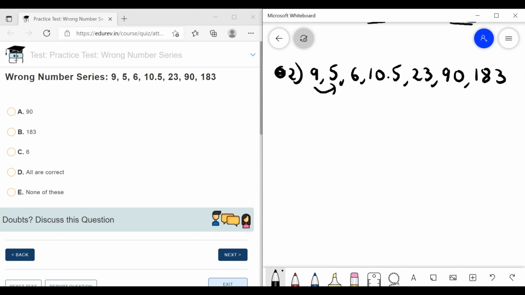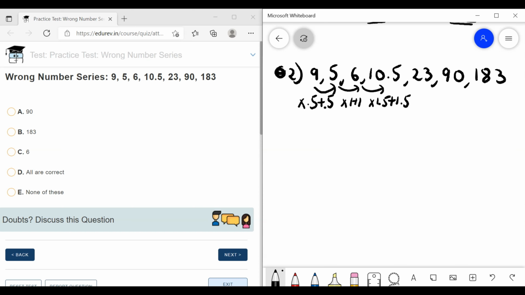So in that way, what we have to do is multiply by 0.5 and then add 0.5, because 9 into 0.5 will give us 4.5 and then adding 0.5 will give us 5. For 5 to 6, it's into 1 plus 1. For 6 to 10, it's into 1.5, which gives us 9, and then we add 1.5.